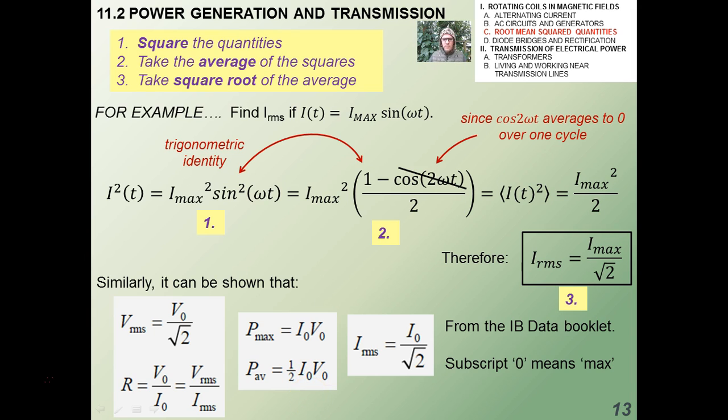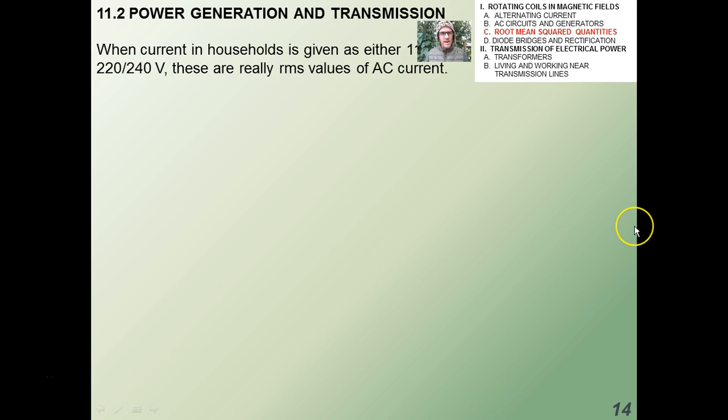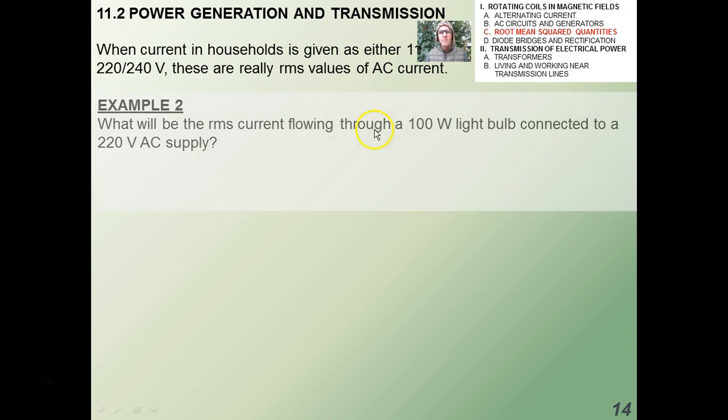Now, one thing I should point out: your data booklet is a little bit misleading. This subscript 0 actually refers to max. It is not the value of these functions at 0. So when household voltage is given as either 110 or 220 volts, these are really RMS values of AC, because what comes out of your house sockets is AC. So it's 110 or 240, 220.